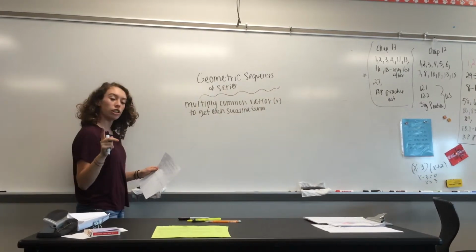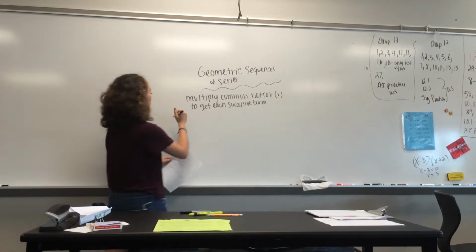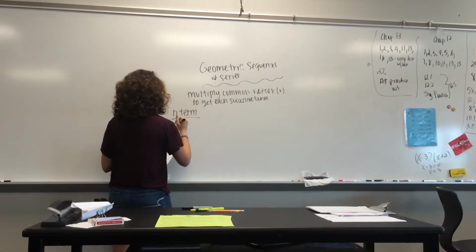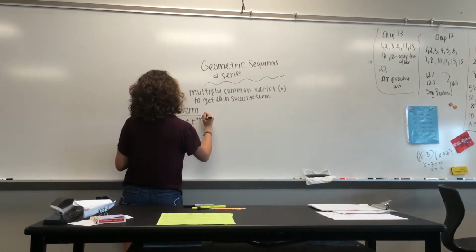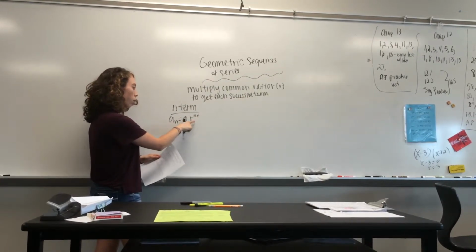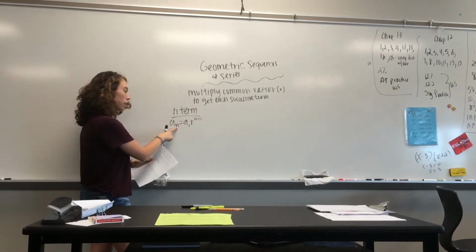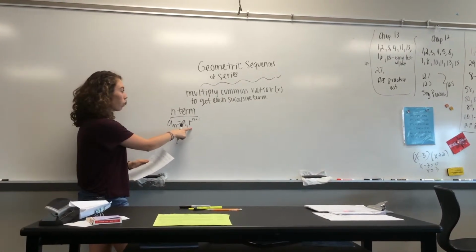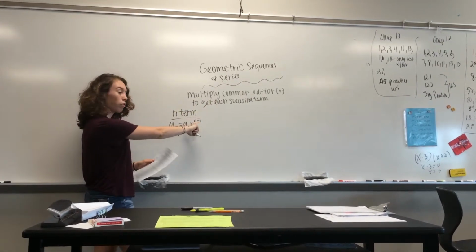So there are two formulas that you need to know, to find the nth term and to find the sum. So first we'll start with the nth term. So you have a sub n equals a sub 1 times r raised to the n minus 1. So a sub n is going to be the nth term that you're solving for. A sub 1 is your first term, r is the common ratio that we mentioned earlier, and then n is the term number that you're solving for.